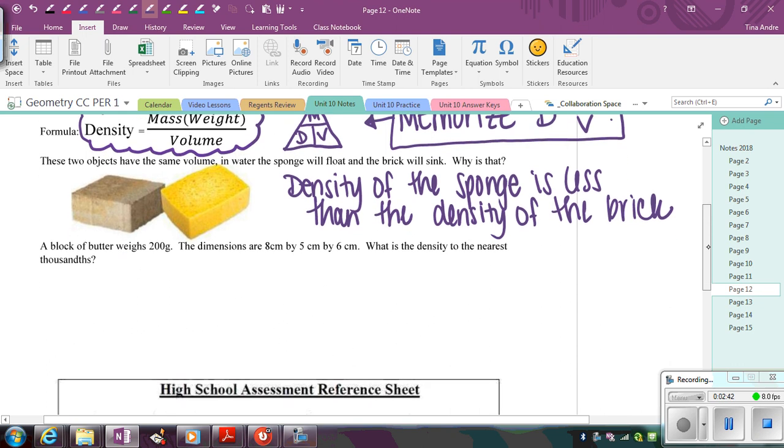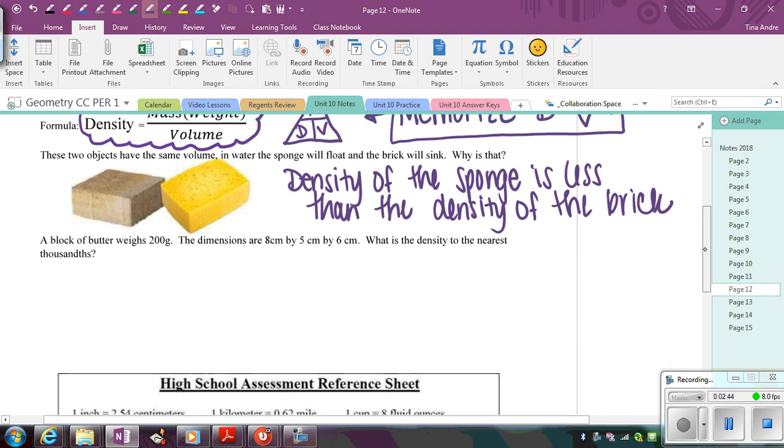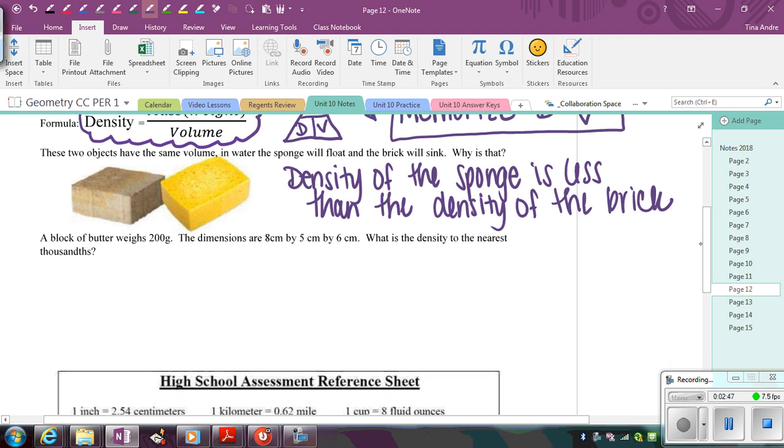Looking at this next example, where we're going to actually be calculating the density. We have a block of butter that weighs 200 grams. So this is the mass. The dimensions are 8 centimeters by 5 by 6 centimeters. What is the density to the nearest thousandth?